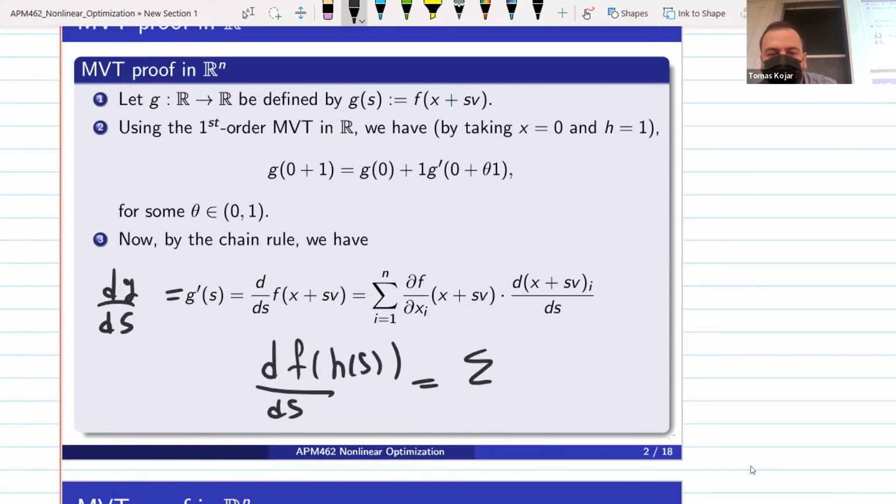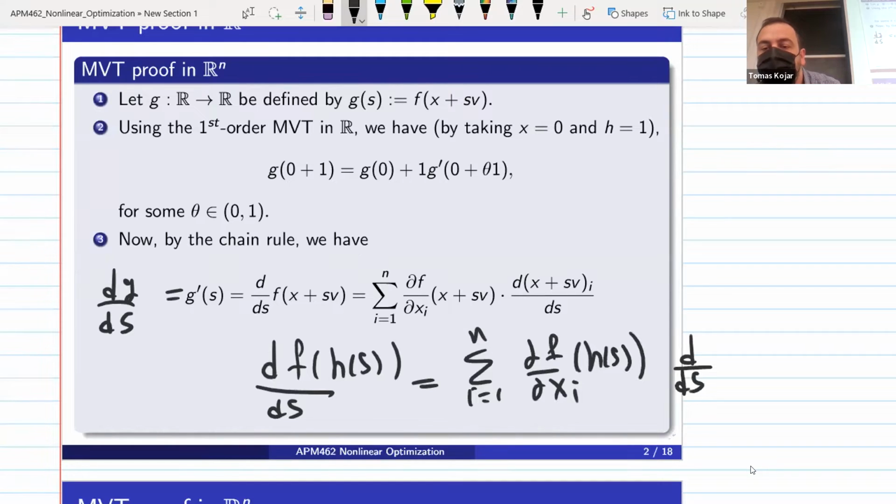And whatever, I'll write the one I have here. So partial f partial x_i at h of s times the derivative of h_i. Is there a better way to write this? I don't know. I mean, that's chain rule. Okay. Is that okay?